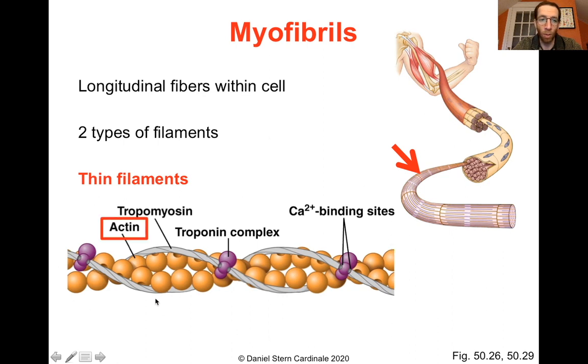The thin filaments are primarily made of actin. Each of these little yellow Death Stars is a monomer of actin. Associated with that is a structure called tropomyosin, which surrounds it. And that is bound to a regulatory protein called the troponin complex. That troponin complex is going to be very important because it's actually going to regulate when the muscle fiber is active. We'll see later on the importance of these calcium binding sites on the troponin complex.